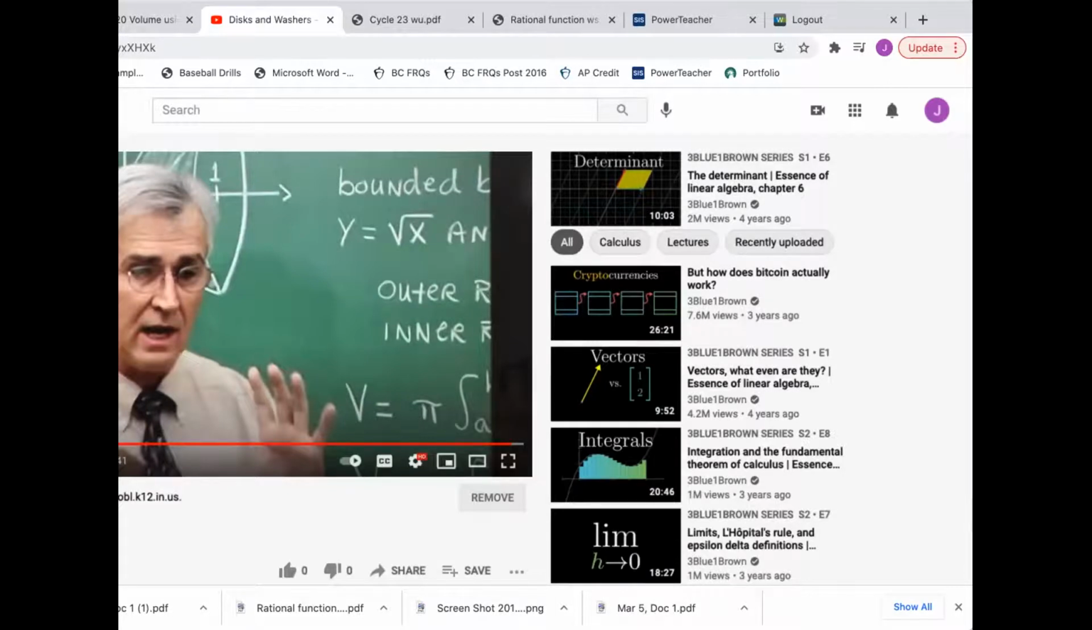Okay. So we're going to dive into the notes. When we are spinning around a horizontal line and there is space or gap between our revolution line and the 2D figure, we have to do washers. You have to do washers. So it's pi times the integral from a to b of big R squared minus little r squared dx.